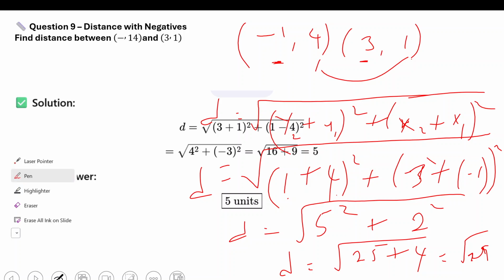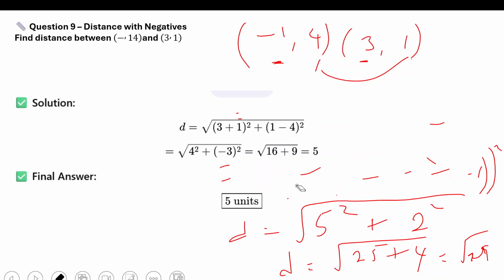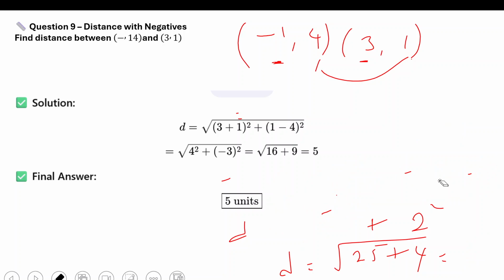Let's see. Let's try and trace what the problem is. Let me erase this one first. Formula is still correct, but I'm sure when we started substituting, we had an error. Okay, so this is the formula.